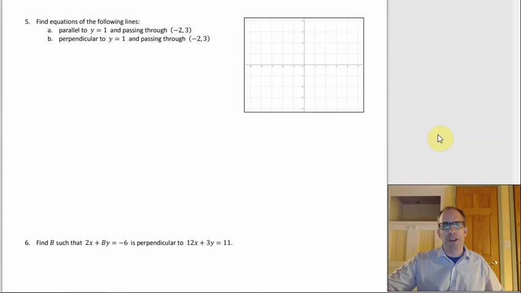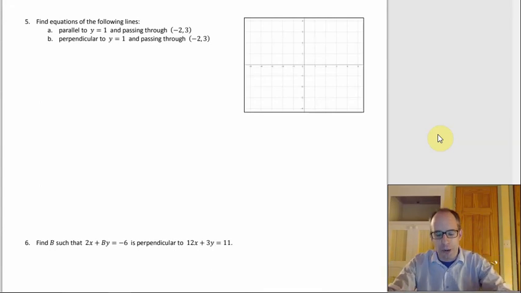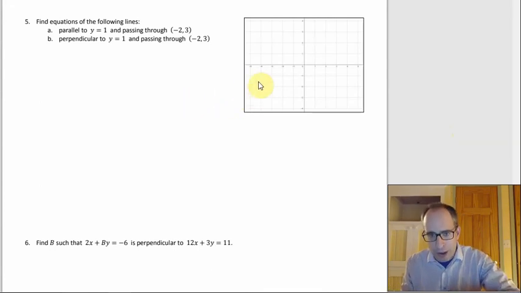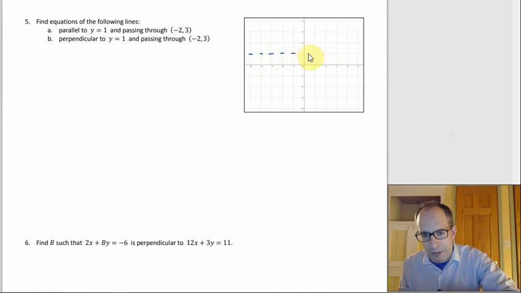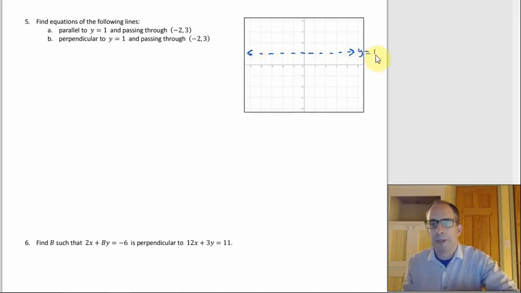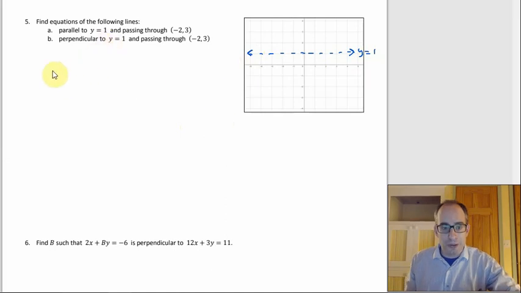So we want to find the equation of a line parallel to y equals 1, passing through -2, 3, and then perpendicular to y equals 1, passing through the same point. Okay, well, first of all, where's y equals 1? It's right here. So I'm just going to make a dotted line for y equals 1, just so we know what we're dealing with. So there's y equals 1. It's a horizontal line.